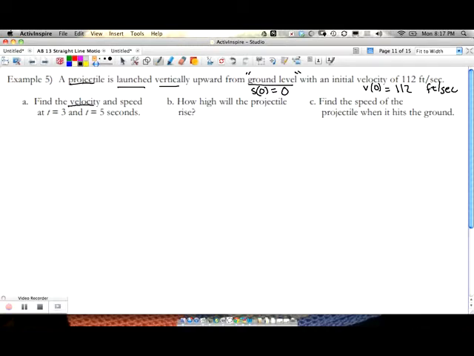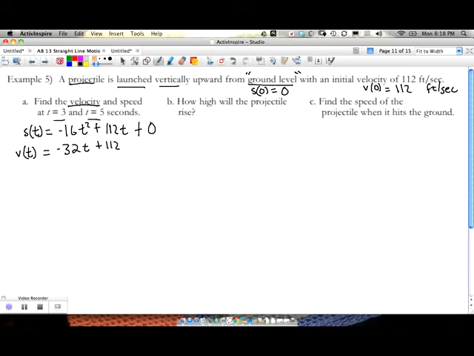So let's start out with some information here. Before I even find velocity in part A, to get velocity, I need position. So to get position, I would have s of t equals negative 16t squared, plus the initial velocity, which is 112, times t, plus the initial position, which is 0. And that's just going to disappear anyways. To look at velocity, that's the derivative of this first function, which would be negative 32t plus 112.